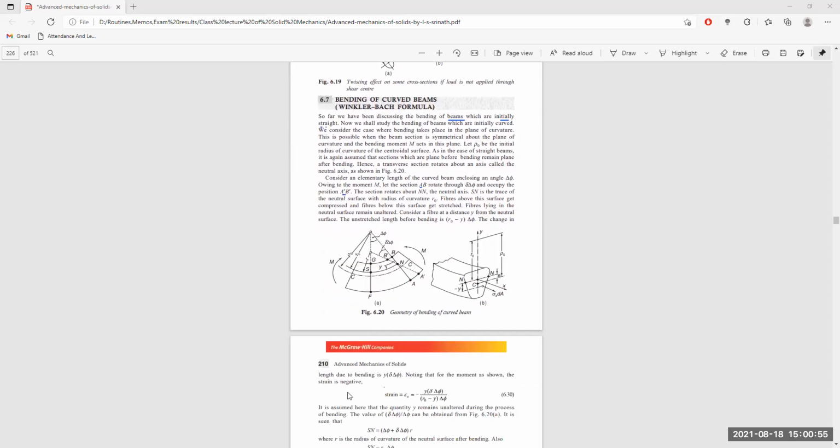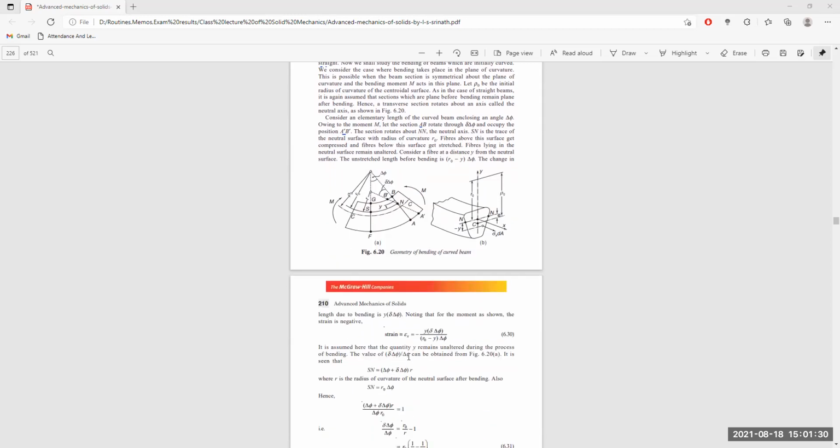But the change in length due to the bending is y into delta phi. So as this angle is bent by angle delta phi and the length is y, the change in length is equal to y into delta phi. Noting that the moment is as shown, this strain is negative. Then epsilon x is minus y delta phi divided by R0 minus y into delta phi. It is assumed that the quantity y remains unaltered during the process of bending.